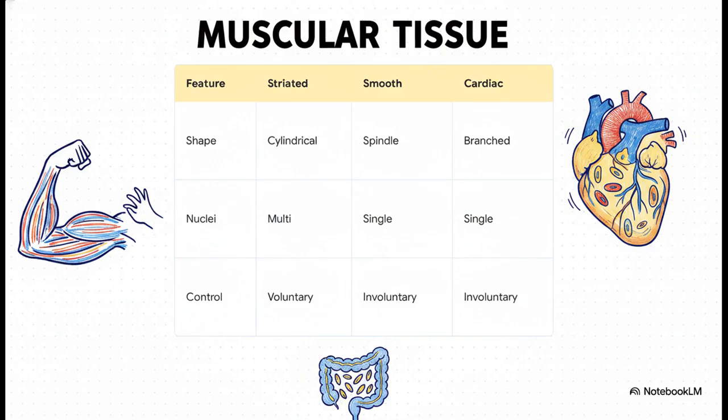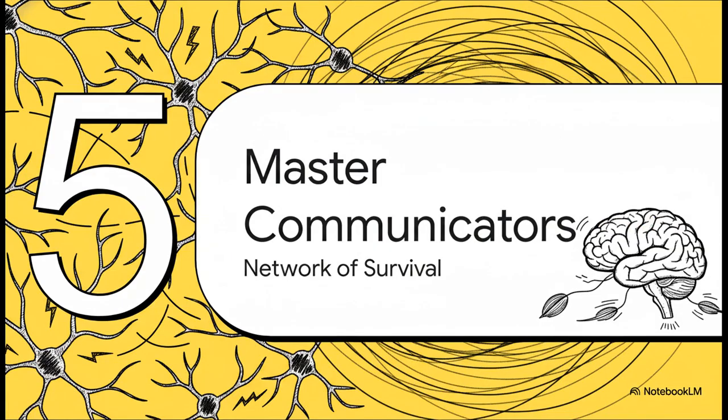Then we have smooth muscles. These are involuntary, spindle-shaped cells that control the stuff you don't even have to think about, like pushing food through your digestive tract. And finally, cardiac muscles. These involuntary branched cells are found exclusively in your heart, and they just rhythmically contract and relax for your entire life without ever taking a single break. Pretty amazing. Which brings us to our final section, Section 5, the master communicators, the rapid-fire network of survival.